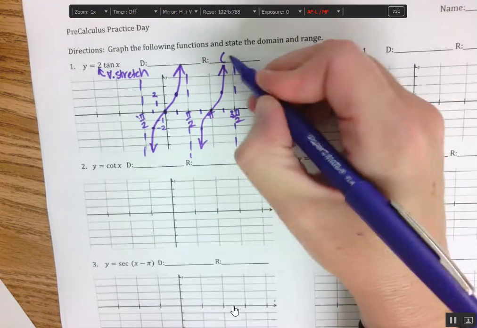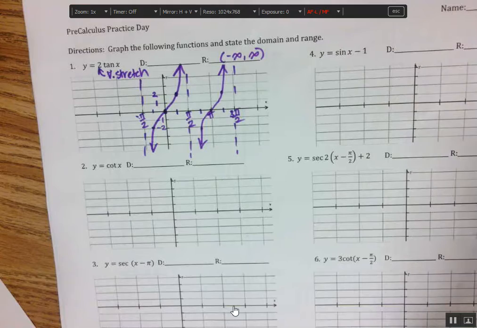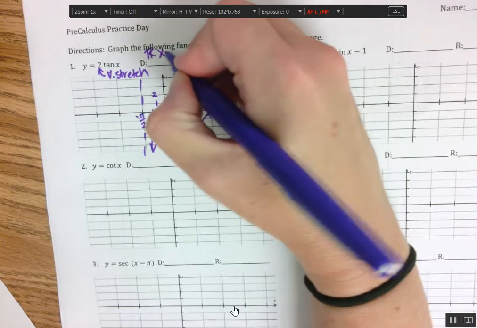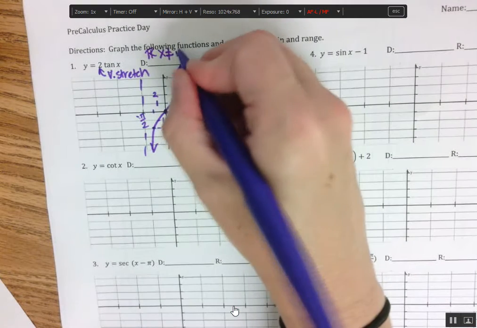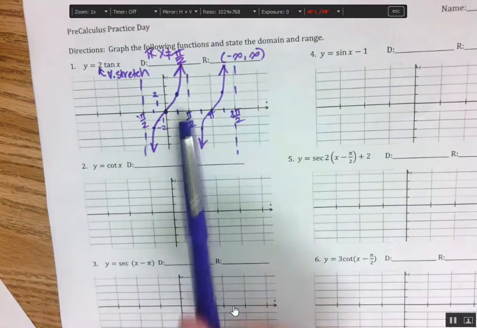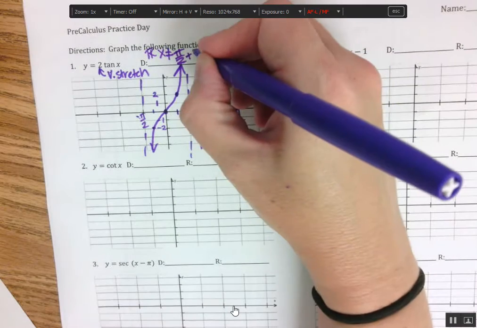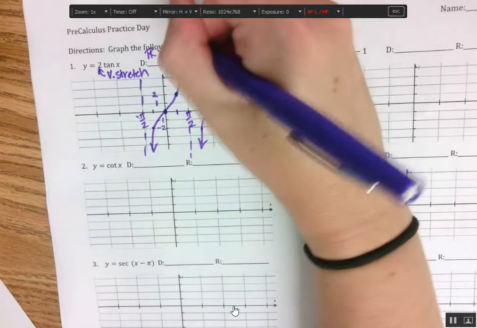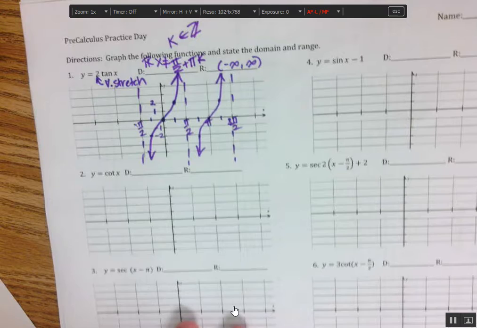So the range for the tangents and cotangents will always be negative infinity to infinity. And the domain is going to be all real numbers. X does not equal, and you're going to keep your first asymptote at pi over 2. And then how far is it between asymptotes? Pi, yeah. So pi over 2 plus pi k. And k has to be an integer. Remember, k is an element of Z means k is an integer.